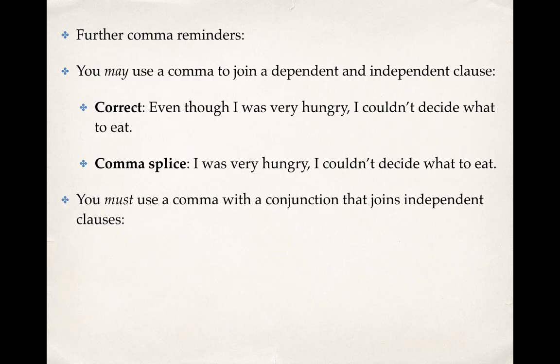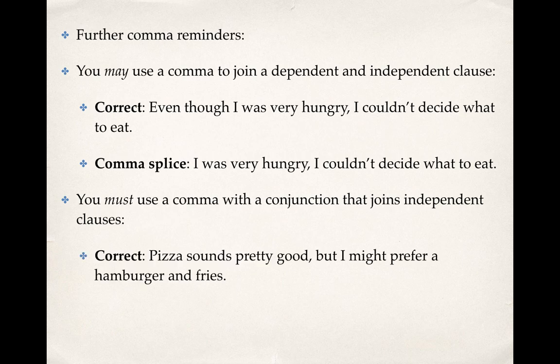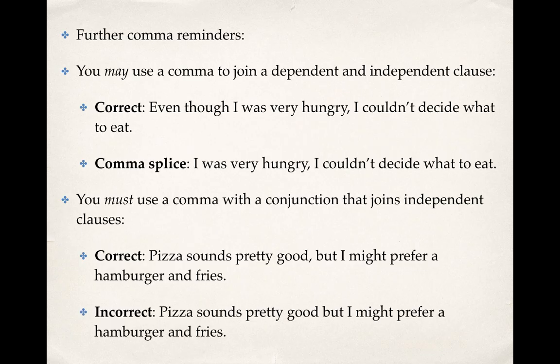And again, sometimes people get a little gun shy with commas and they just start leaving them out. And it is actually a rule. You must use a comma with a conjunction that joins independent clauses. So if I have a sentence like this, "Pizza sounds pretty good, but I might prefer a hamburger and fries," you have to have that comma, and then the conjunction "but." If you leave the comma out, well then I'm going to count it as a comma error on your paper. So that would actually be incorrect. The comma and the conjunction work together to join independent clauses.